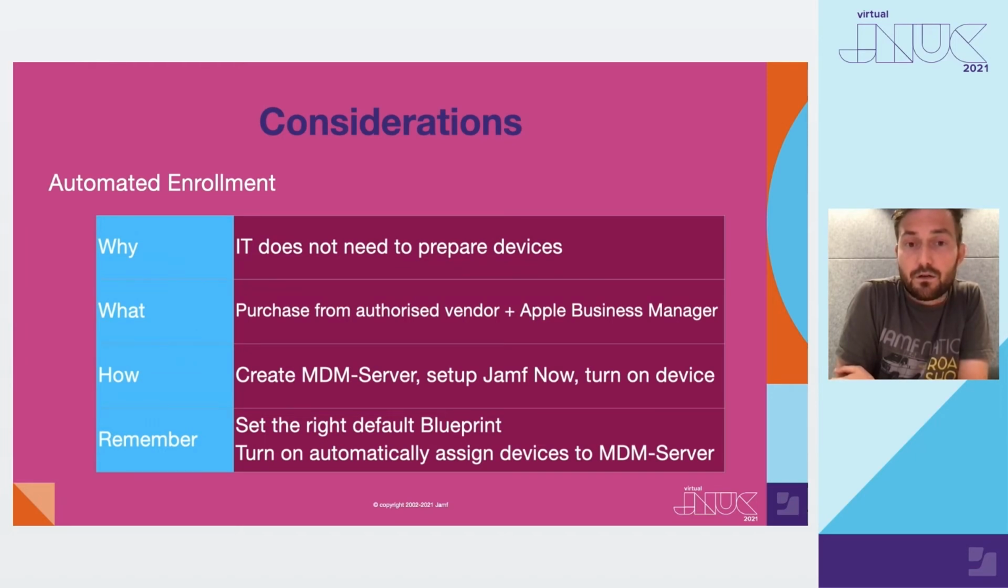You purchase from an authorized reseller or vendor, and you already have Apple Business Manager set up, so the device will show under the serial number. You create an MDM server in Apple Business Manager, set up Jamf Now, turn on the device, or let the end user turn on the device, and you are done. Remember, set the right default blueprint within Jamf Now to automate your life even more. And also, within Apple Business Manager, you can select Jamf as your default MDM server, and therefore have the devices that come in automatically show up in Jamf, and you have to do even less.